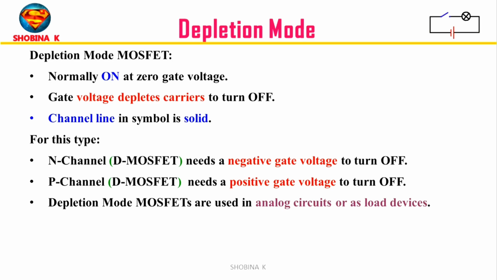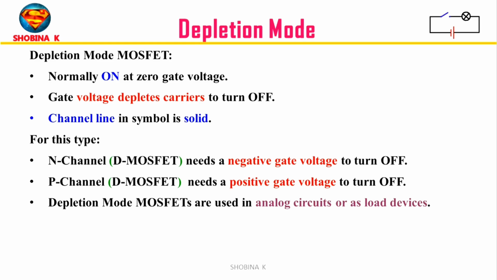so current can't flow anymore. Here, the channel is already formed inside the MOSFET. That's why it can conduct even when gate voltage is 0. To turn off an N-channel DMOSFET, we apply negative gate voltage. To turn off a P-channel DMOSFET, we apply positive gate voltage. DMOSFETs are used in analog circuits and are often used as load devices in digital ICs.